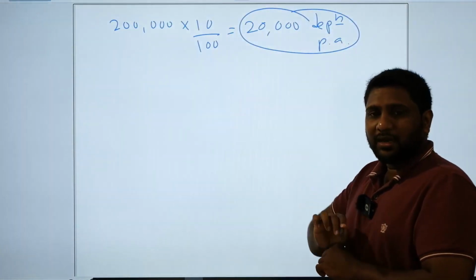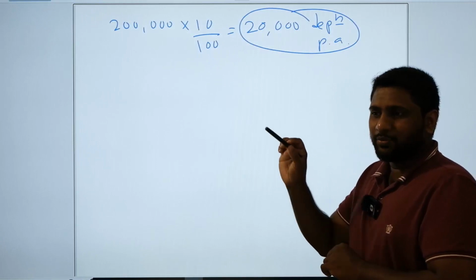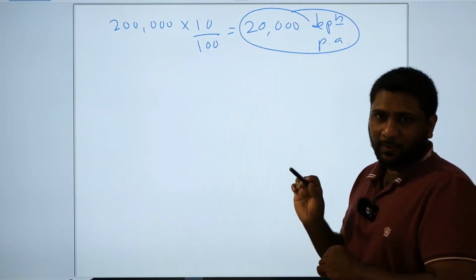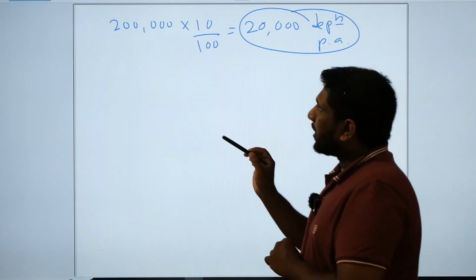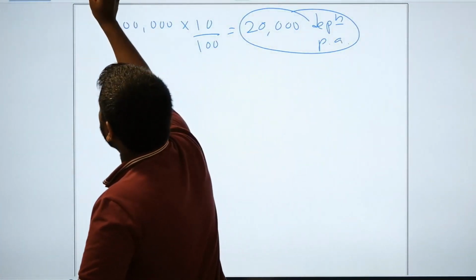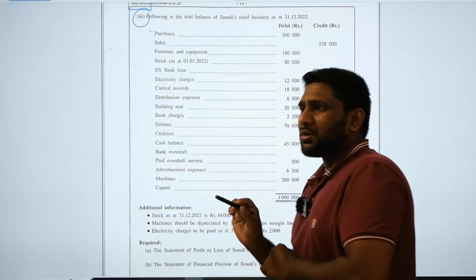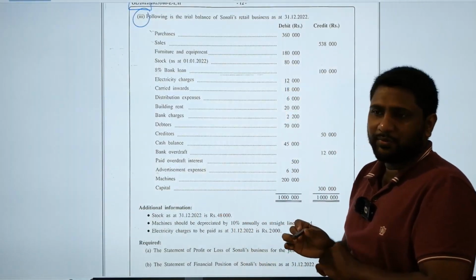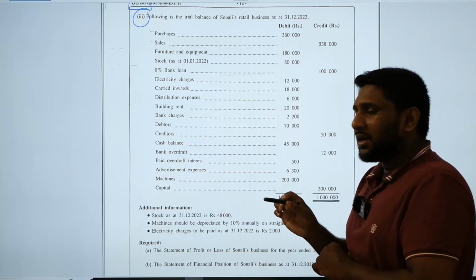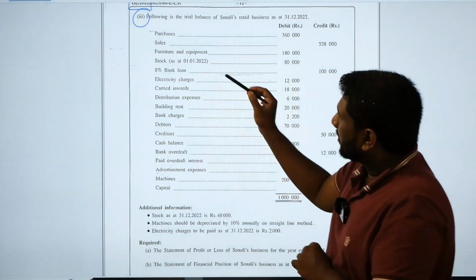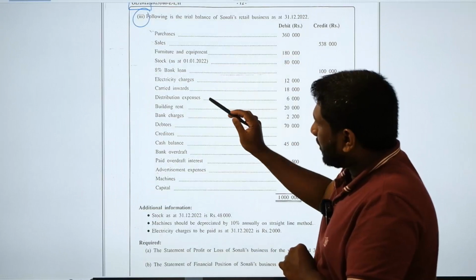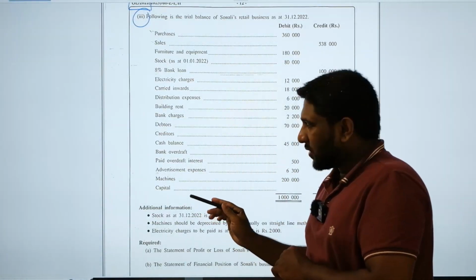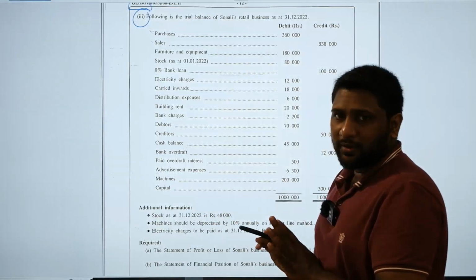What is the double entry for depreciation? Depreciation expense debit, accumulated depreciation credit. Now you go and check in your trial balance whether you have these two accounts. One is the machine depreciation, and the other one is accumulated depreciation. Let's check. In the trial balance, we don't have both accounts. Machine depreciation is not there, accumulated depreciation is also not there.